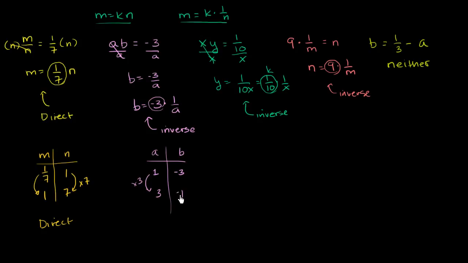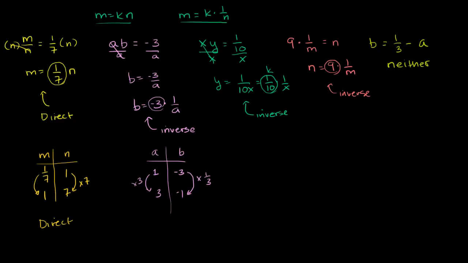Notice, we didn't multiply b times 3 here. Now we divided b by 3. Or in other words, we multiplied by 1 over 3. So if you scale up a by 3, you're scaling down b by 3. So they're varying inversely. What you're going to see in this neither is that neither of these are going to be the case. So let's try it out.